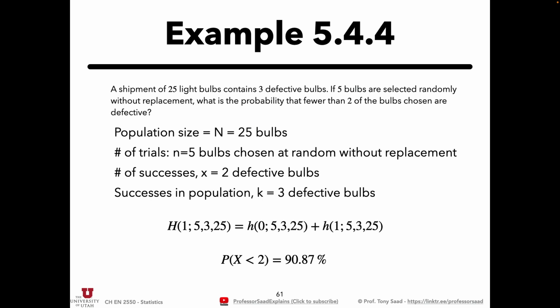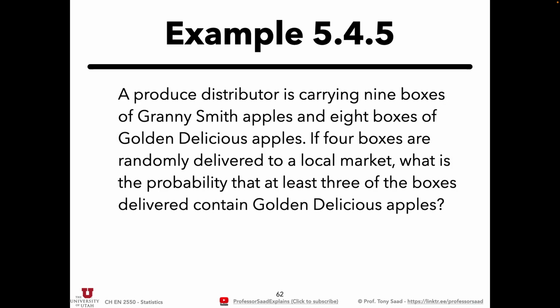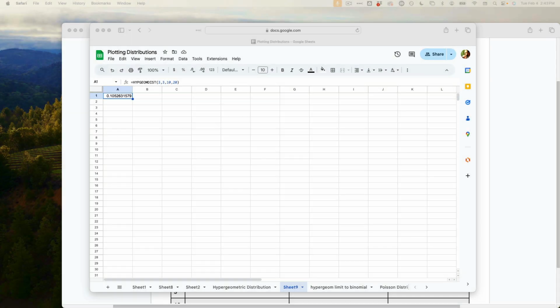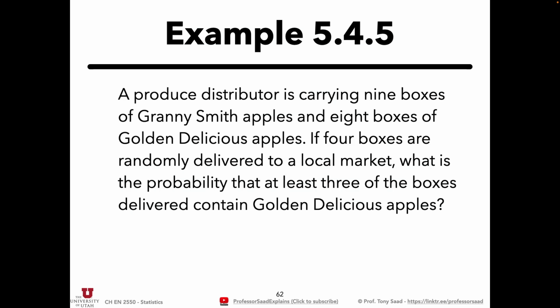Now, if you're doing this in Google Sheets, you don't have a cumulative option. So you have to sum them up by hand in the sheet, one by one. All right, this is getting mechanistic. We'll do this last one with the complement.